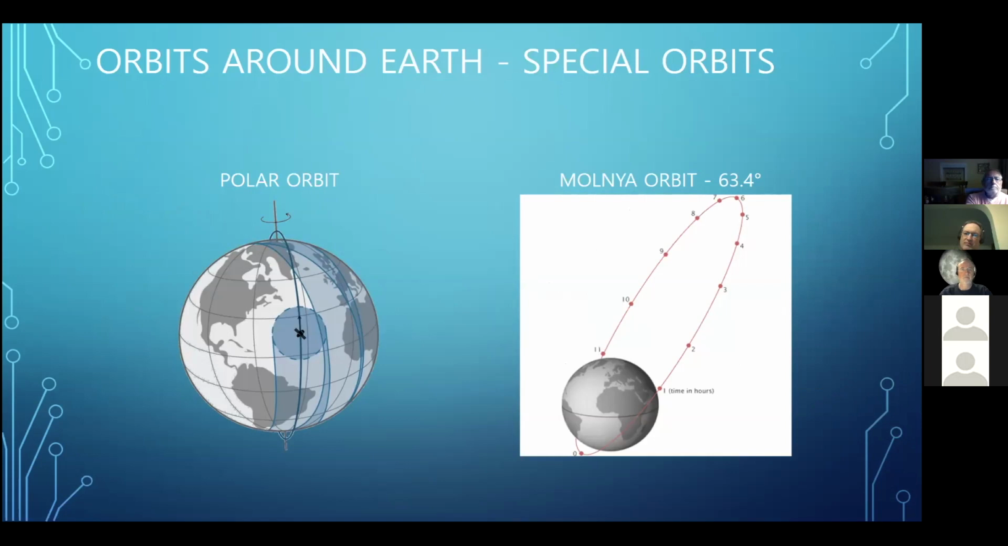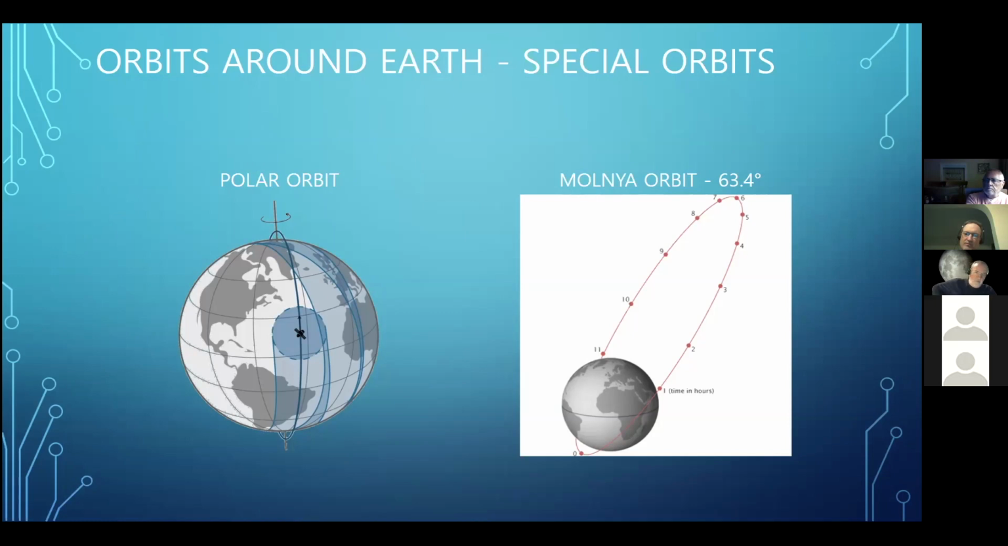A couple of special orbits also to mention. One, we have polar orbits. Those are the ones on the left that have an inclination of 90 degrees, so they pass over the pole, both poles, if you will. And we actually had an example with the Iridium constellation. Those were pretty much polar orbits.